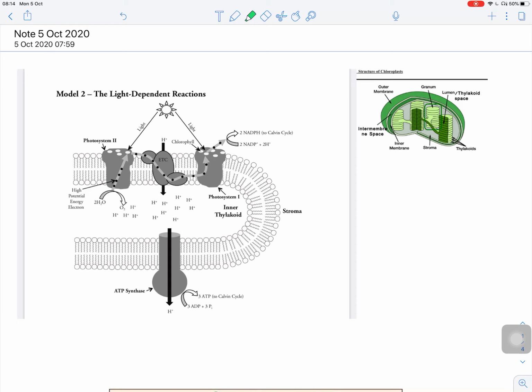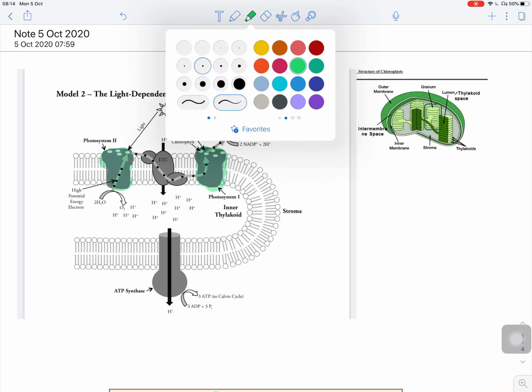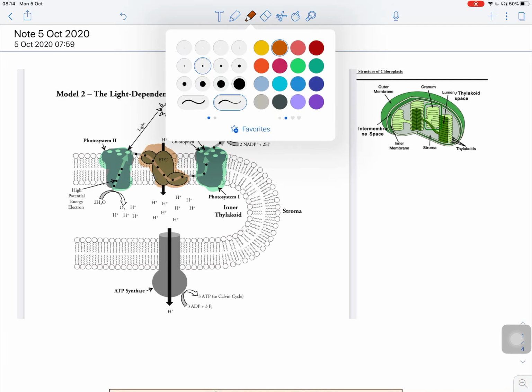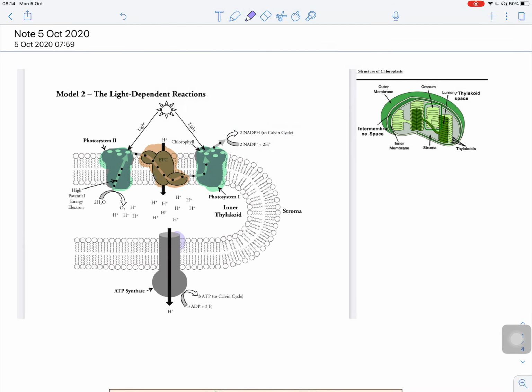A couple of things to be aware of here. First are the two photosystems, photosystem 2 and photosystem 1. The second thing to be aware of is the electron transport chain. And then finally, down here, ATP synthase.